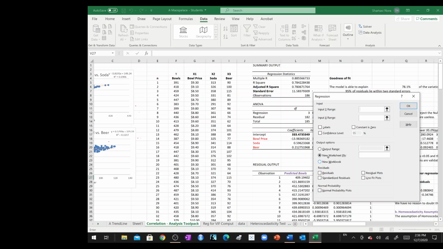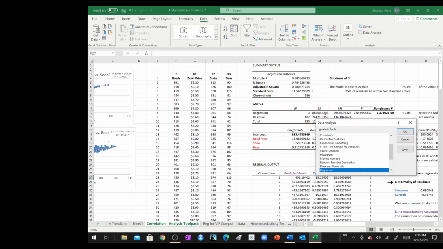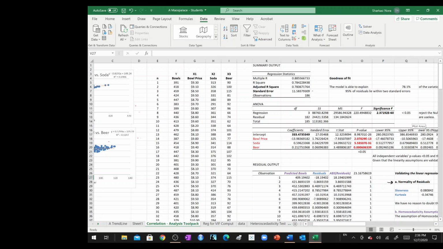And we got the output on the same sheet. Over here we got an adjusted R squared of 0.7. So you can see an enhancement in the percentage that this model can explain of the variation in the number of balls sold. So it's a better model than the previous one.